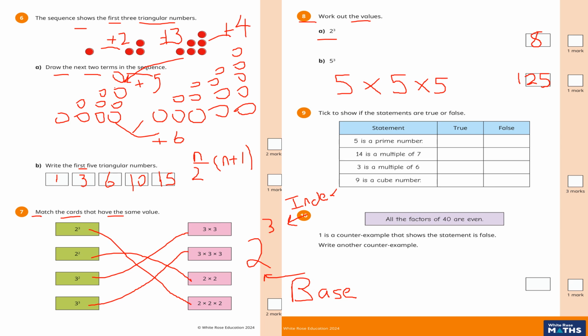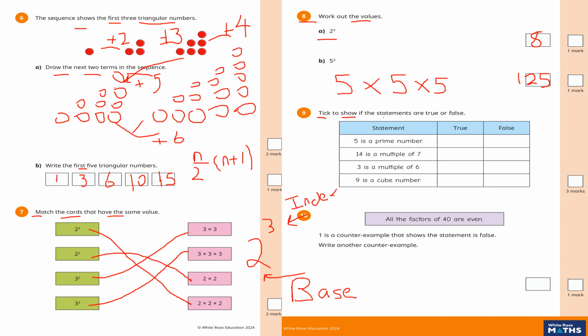You will learn a lot more about that in secondary school maths, or key stage 3 maths and GCSE maths. But if it's a power of 2, then that means squared. If it's a power of 3, it means cubed, and so on and so forth.